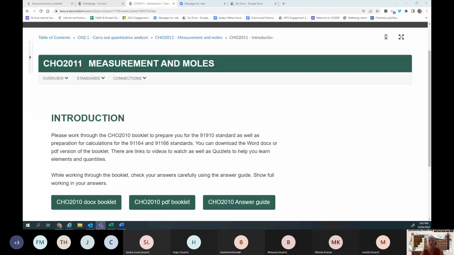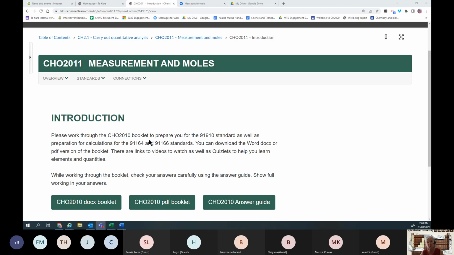Okay, so just to refresh where we get our booklet from that we are working through. Remember, when you go to contents, you look for the 2011 measurement and moles, and you download either the DocX booklet if you want to just type in directly, or the PDF booklet if you prefer to print and handwrite. The PDF booklet also means it doesn't matter what system you've got, everything will transfer properly. So in other words, you won't lose images or anything like that.